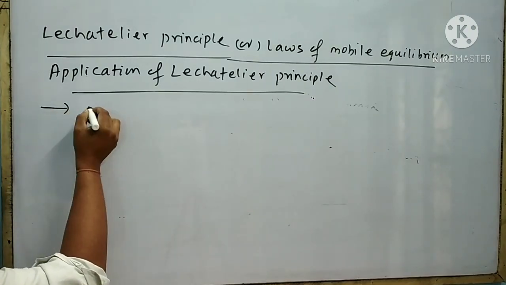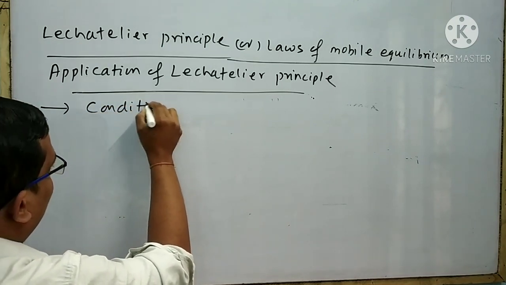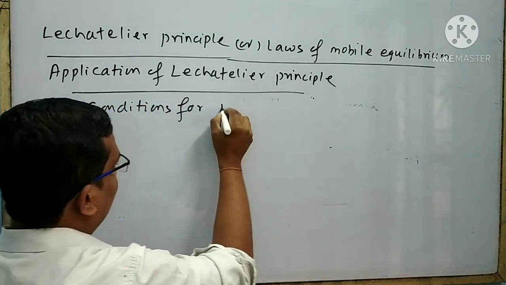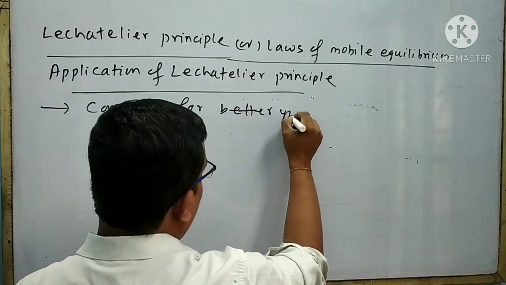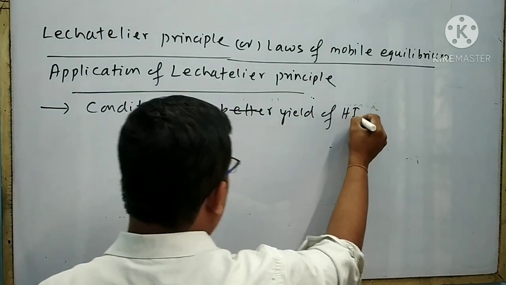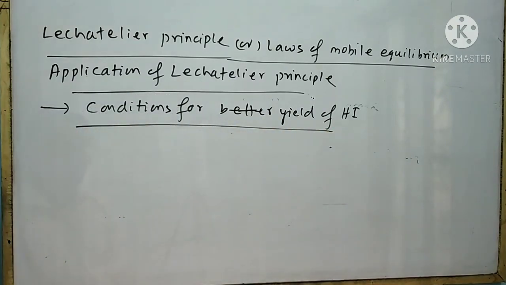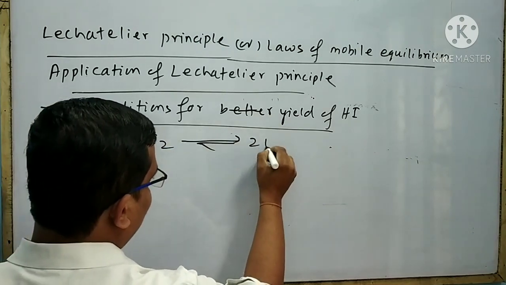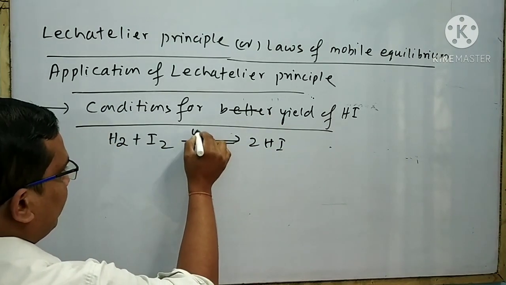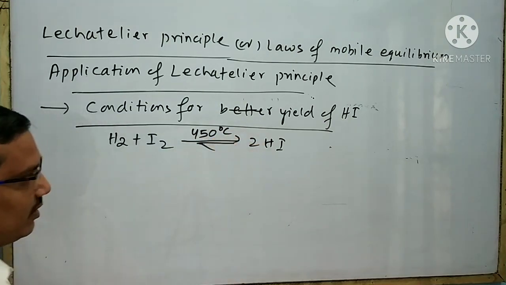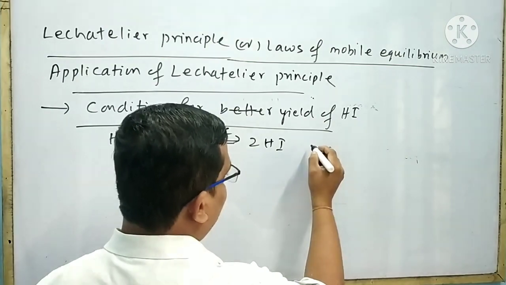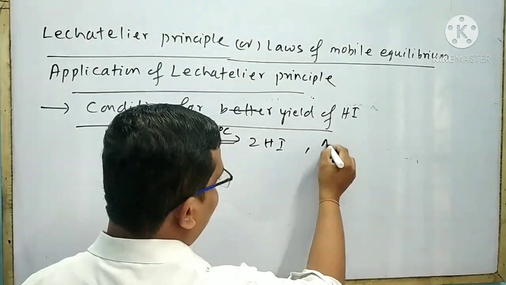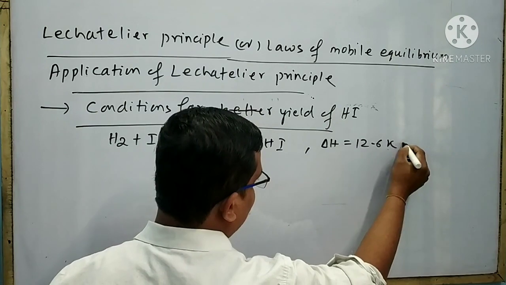Next application is, what are the conditions for better yield of HI? For the better yield of HI, we follow some conditions. The reaction is H2 plus I2 gives 2HI. Here the temperature is 450 degree centigrade. This is an endothermic reaction. Here del H equal to 12.6 kilocalorie.